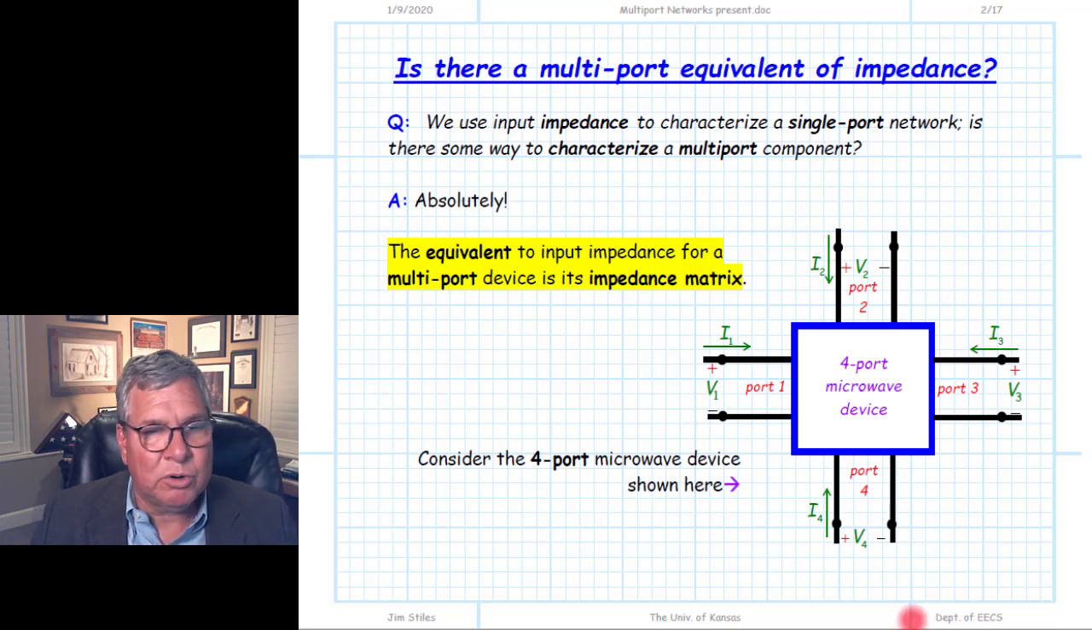Well, the first thing we need to do is define a port plane for each of the ports, a location where we will define both a voltage and a current.